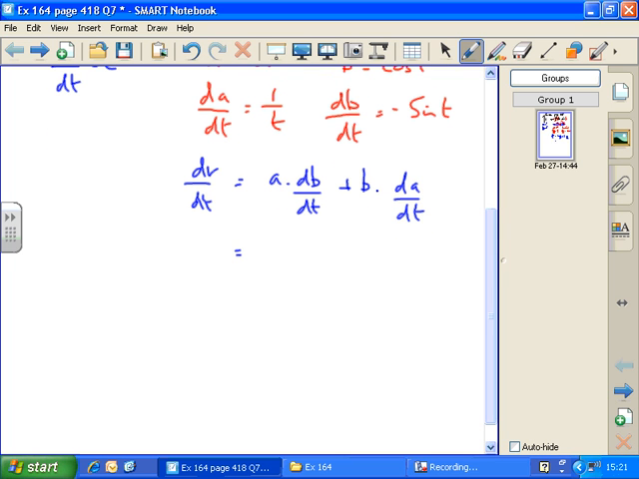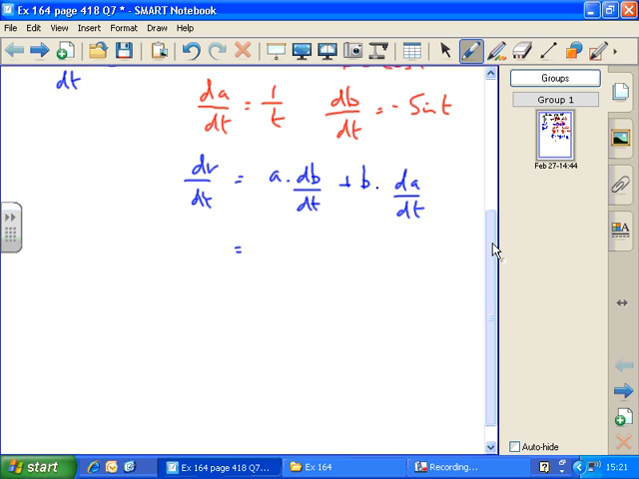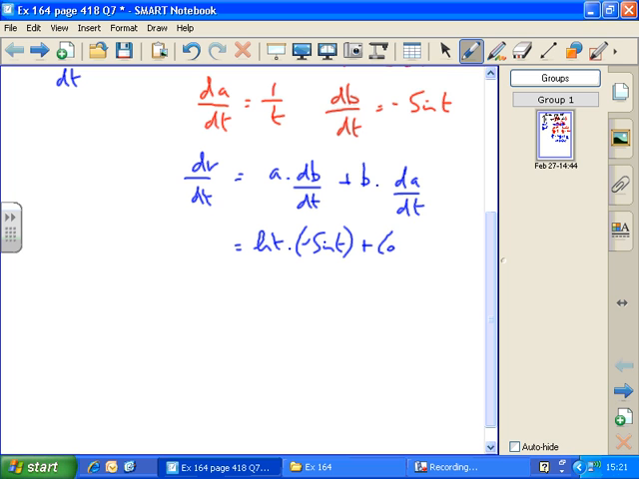So what does that equal? That equals a, which is log t, times the differential of b, which is minus sine t, plus b, which is cos t, times the differential of a, which is 1 over t. Writing the second term first, I get 1 over t times cos t minus log t times sine t. And that turns out to be dv by dt.